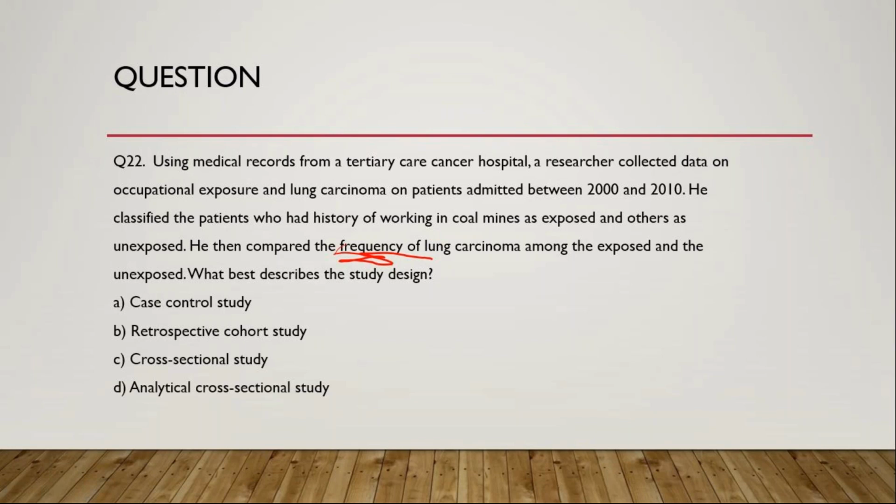Options are: option A, case control study; option B, retrospective cohort study; option C, cross-sectional study; and option D, analytical cross-sectional study. So what type of study is this? Case control study? No, it is not a case control study. Retrospective cohort study. So what is this? It is a retrospective cohort study. Yes, option B is correct.